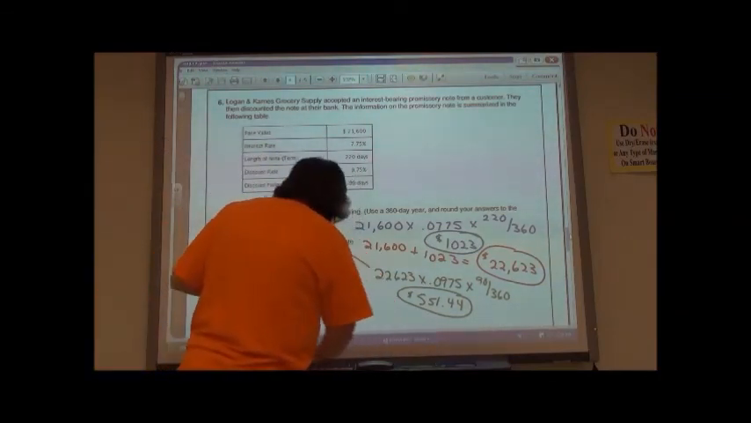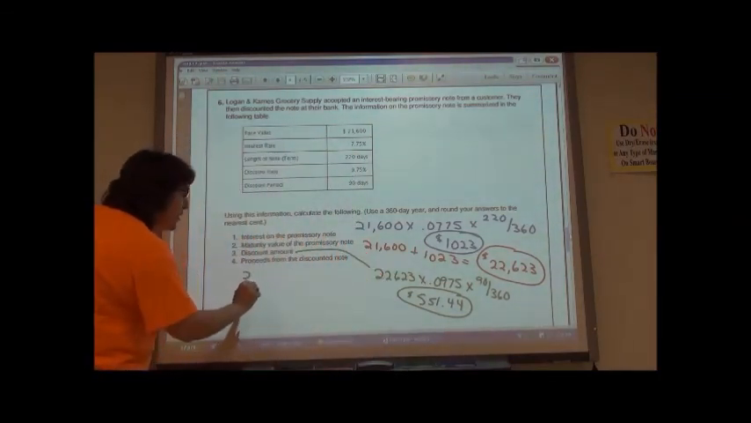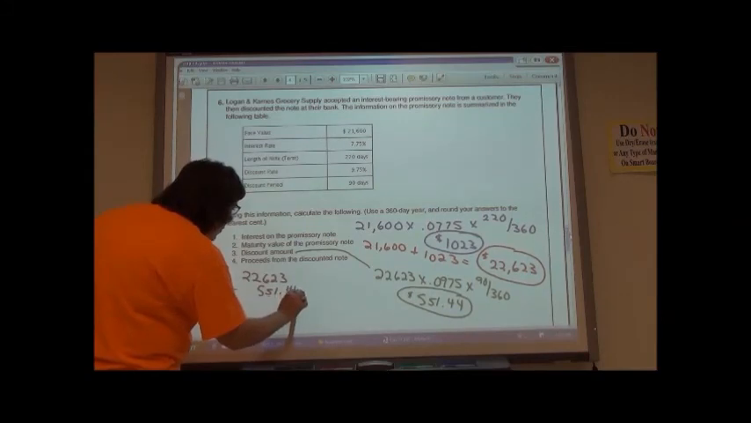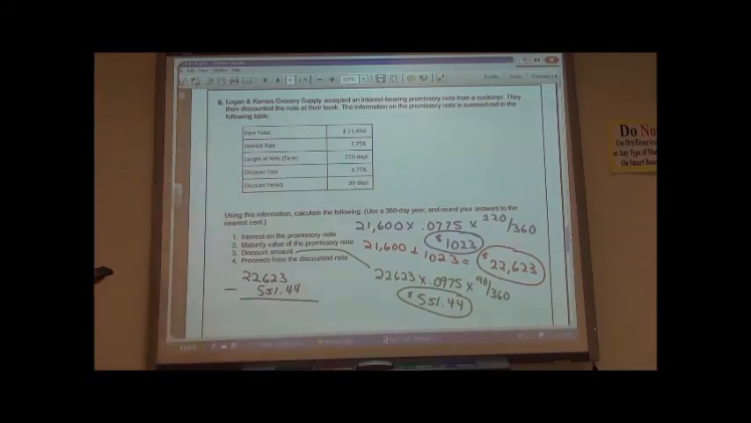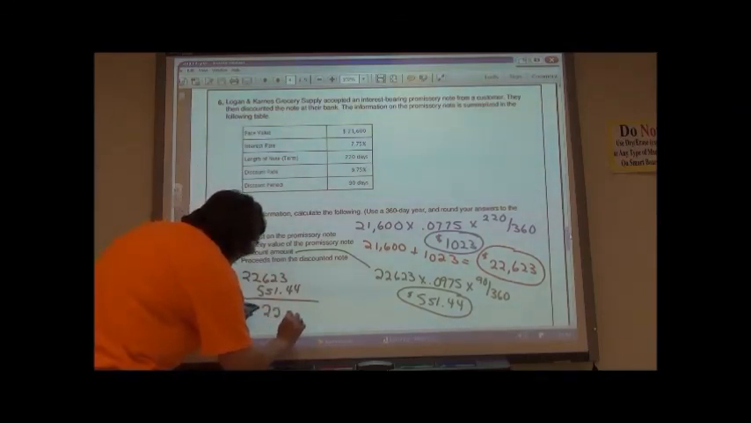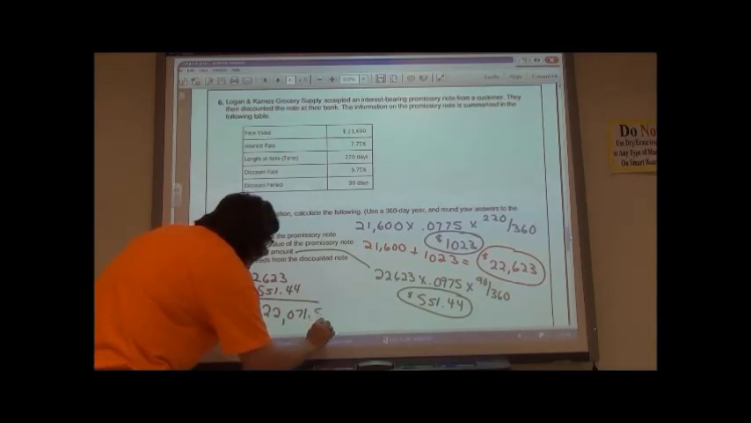So the proceeds, the value of my note, $22,623 minus the discount of $551.44. 22,623 minus 551.44 means my proceeds are $22,071.56.